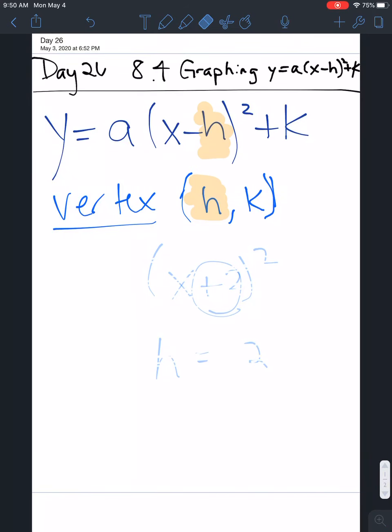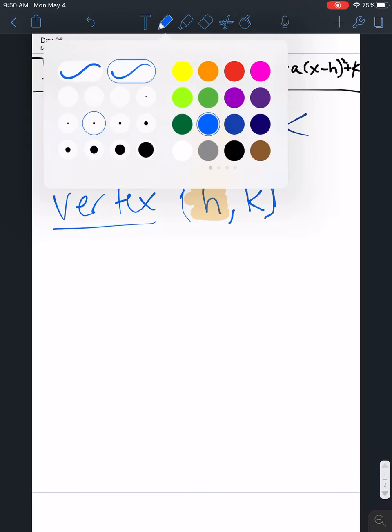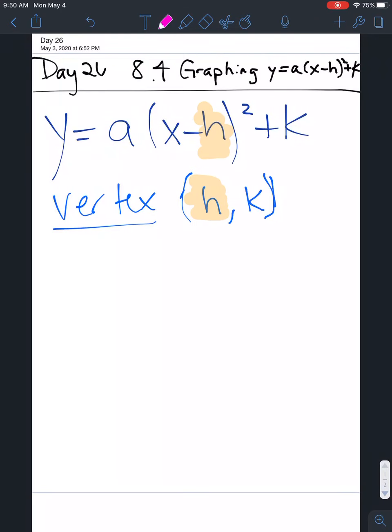Part of why it's really awesome that it tells you the vertex is that it tells you exactly how you're moving your vertex too. We always start our vertex at 0, 0, but with x minus h, we're moving it h units to the right, because it's h units as our x-axis, our horizontal movement. If we had x plus h, we'd be moving to the left, because it'd be a negative number.